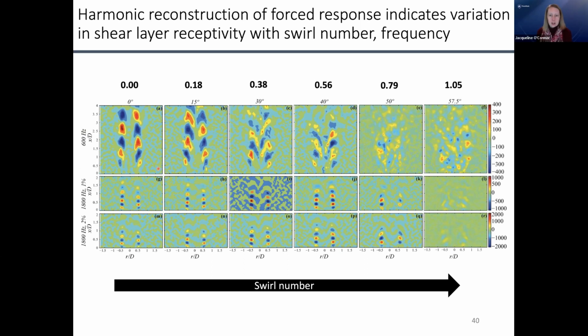And what he's doing here is sort of like what we did with the chemiluminescence. At each of the conditions, at each of the velocity vectors, we do an FFT, and here we're plotting the magnitude of the FFT at a given phase across the flow field at the forcing frequency. So the non-swirling jet has really beautiful shear layer response for both frequencies. And then as we increase the swirl, it gets a little wonkier, but then eventually by a swirl number of 1, there was no response.